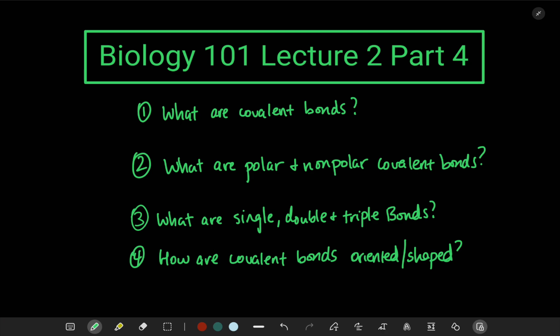So in this video we're going to attempt to answer these 4 questions here. So we're going to talk about what covalent bonds are, what polar and non-polar covalent bonds are, and we'll talk about the different types of covalent bonds with respect to single, double, and triple bonds. And we'll finish off by talking about how covalent bonds are oriented and how that affects how molecules are shaped. So without further ado, let's get started.